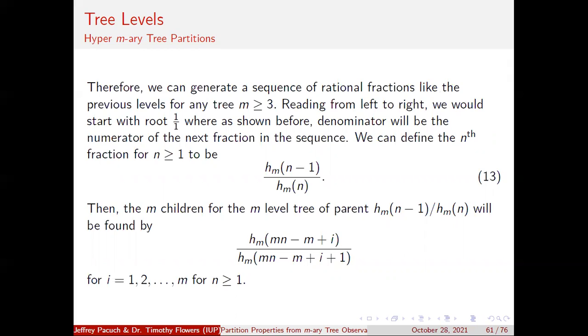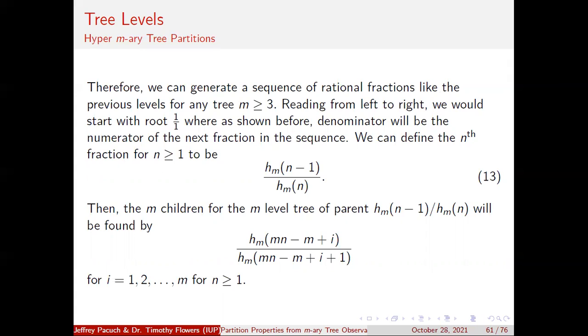Because the Calkin-Wilf tree is unique, but then once we get to the 3-ary tree, a over a occurs once. In the 4-ary tree, a over a occurs twice. We can see eventually it's just going to occur m minus 2 times when we get to the nth level. And then we can see that the nth term in the sequence will be just the same ratio. So the number of hyper m-ary partitions of m minus 1 over the hyper m-ary partitions of n will be the sequence for how we can define the nth term for any level m.